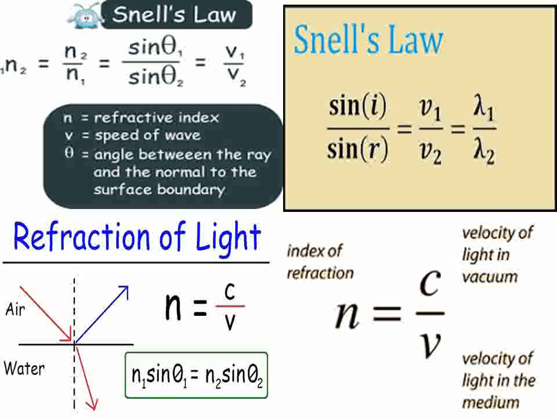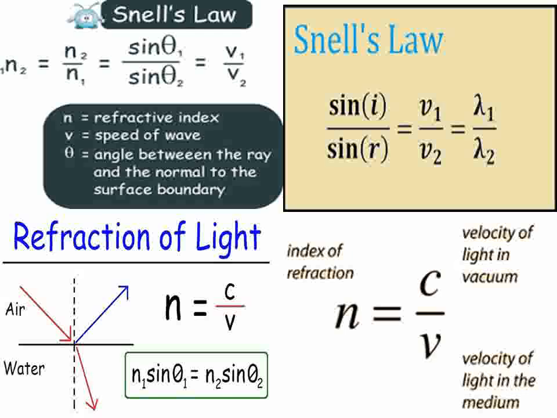Now let us come to the third diagram. n is equal to c upon v. This is known as absolute refractive index. The word absolute is used if one medium is air, another medium is glass or any other medium, meaning with respect to air, at least one medium is air, then the word absolute is used. c is the speed of light in air or vacuum, and its value is 3 multiplied by 10 power 8 meter per second.